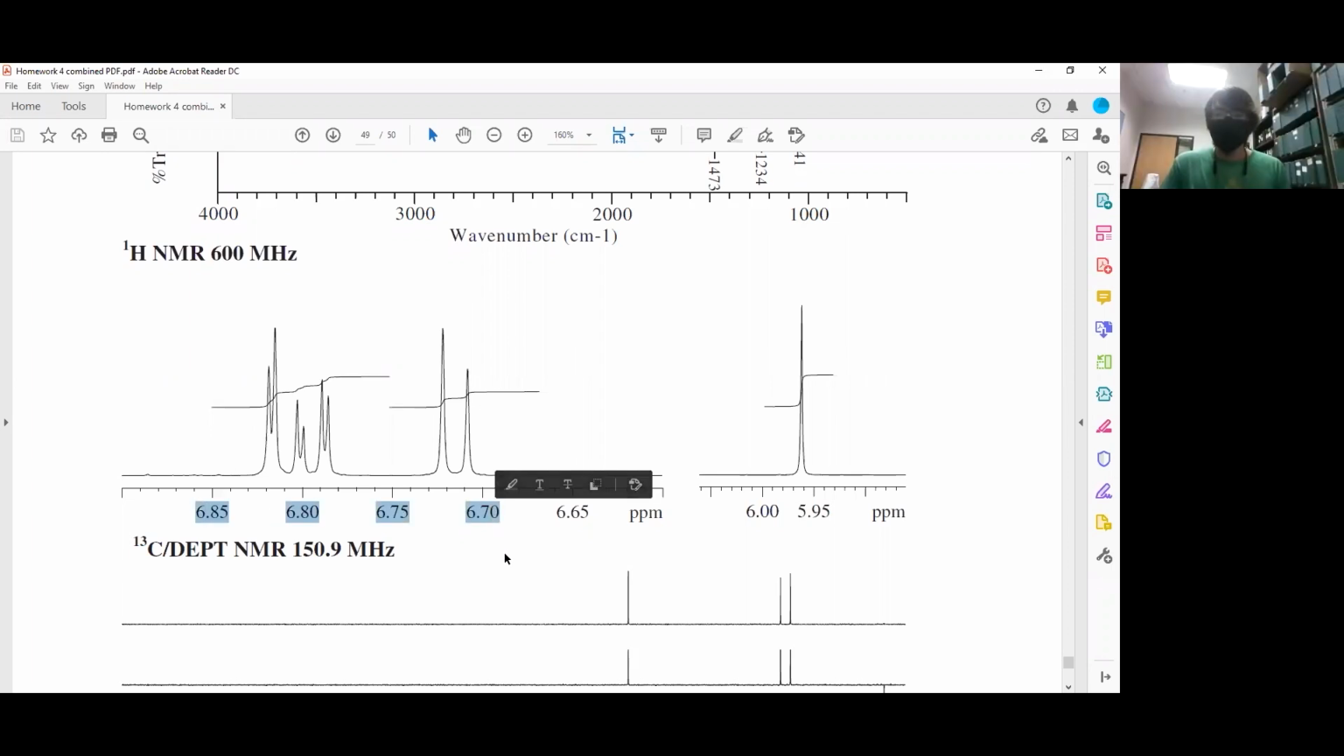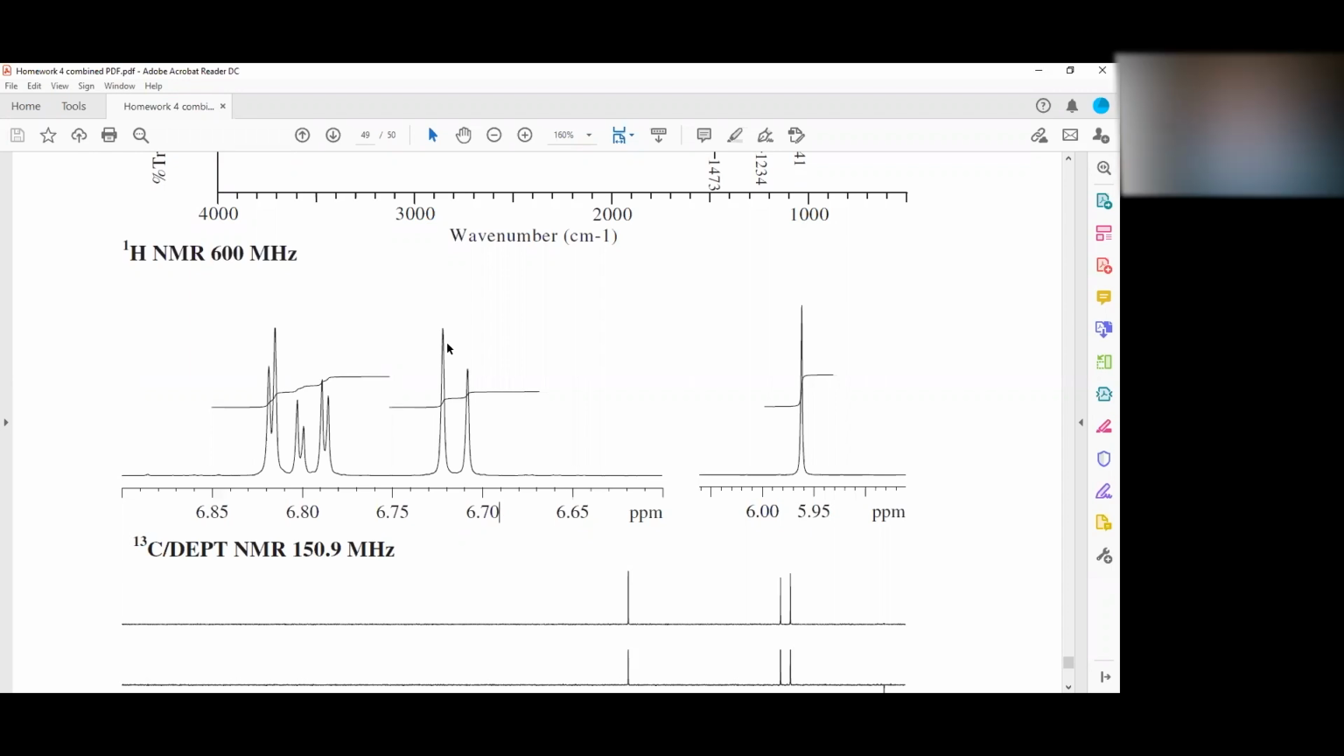If you are given an expansion where the x-axis is given in hertz, or you're given a peak table where you can identify the exact hertz coupling, it is worthwhile to do so. However, because there's only 2 coupling constants and because we're not given an expansion, it is sufficient to make the assumption that the large is ortho and the small is meta. Okay, thank you. That clears it up.